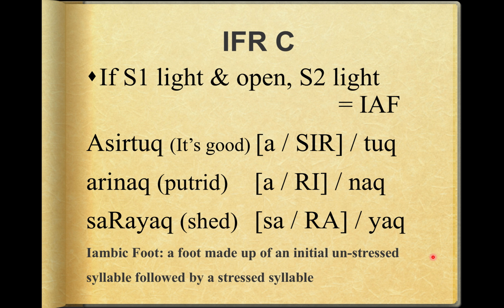Okay, and then initial foot rule C is our last foot rule for the initial parts of the word. So it says that if the first syllable is light and open, and the second syllable is light, whether it's open or not, then it forms an iambic foot. Okay, an iambic foot, remember down here, is made up of an initial unstressed syllable followed by a stressed syllable. So here are examples of that.